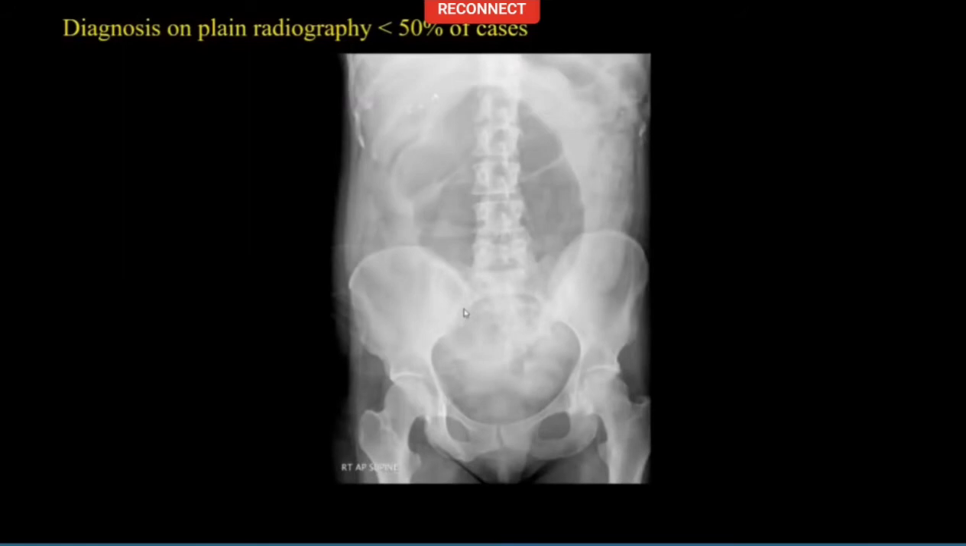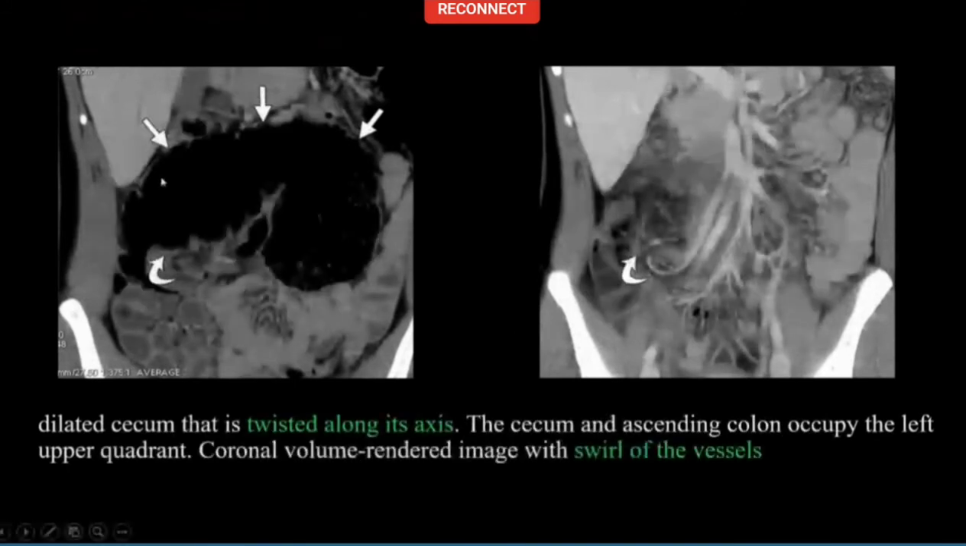So going to the imaging of cecal volvulus, the diagnosis on plain radiography is less than 50%. With the advent of CT scan, none of us do an X-ray. However, the X-ray of cecal volvulus is very difficult to differentiate from a sigmoid volvulus. Over here, you can see an air-filled bowel loop, which is right in the midline. So the diagnostic is CT scan. Here we can see a dilated cecum, which is twisted along its long axis. And here we can see the swirl sign of the vessels, that is the whirlpool. The vessels are getting twisted.